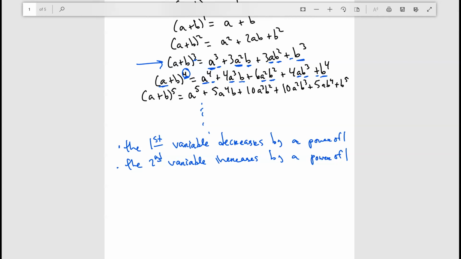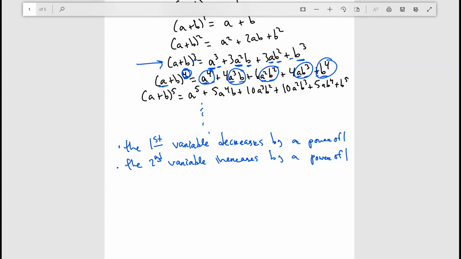Now, what do we notice about each term? If you look at each term, a to the 4th, well, that's just 4. Look at a to the 3rd and b to the 1st power. If I were to add those, that also equals 4. If I add the exponents of a squared and b squared, I also get 4. Same thing here, I also get 4, and then 4. So the sum of the exponents of each term is equal to the power that I'm raising it to.